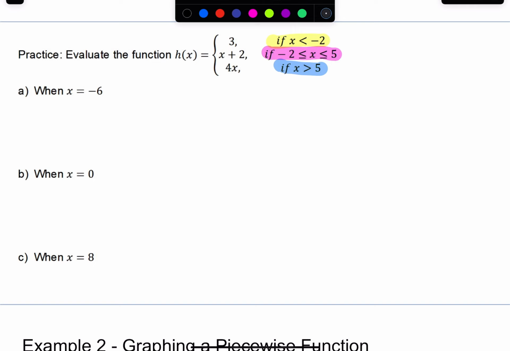Part A, when x equals -6. -6 is less than -2, so I am using my first equation, and I'm plugging in -6. With a constant, there's no x to plug it into, so 3 is just going to be my answer there.